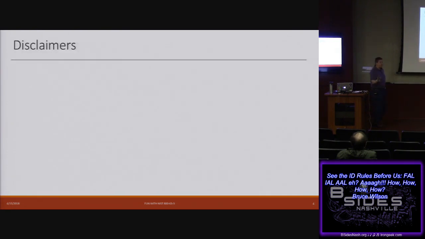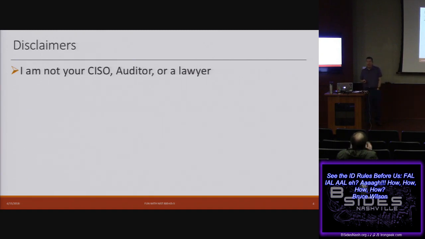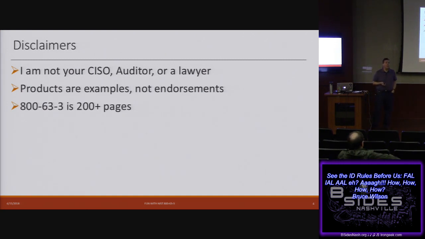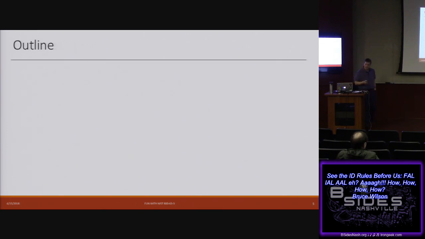A few disclaimers to get started with. I am not your CISO, I am not an auditor, and I am not a lawyer. I will talk about some products. Those are examples, not endorsements. NIST 800-63 Revision 3 is over 200 pages. I can fly through a little bit. I have spent a good chunk of the last year studying this. There's a lot of interesting fun in there, but we're really only going to be hitting some highlights of it.